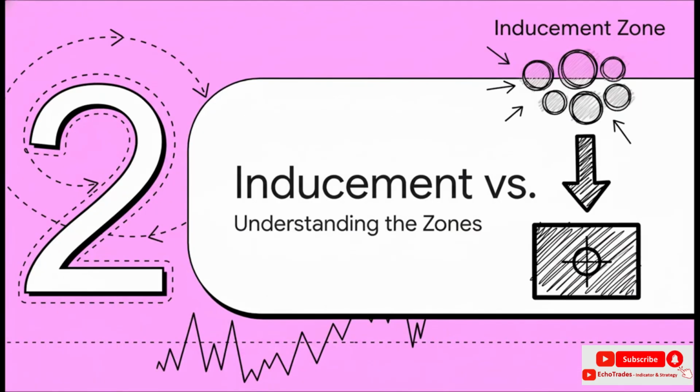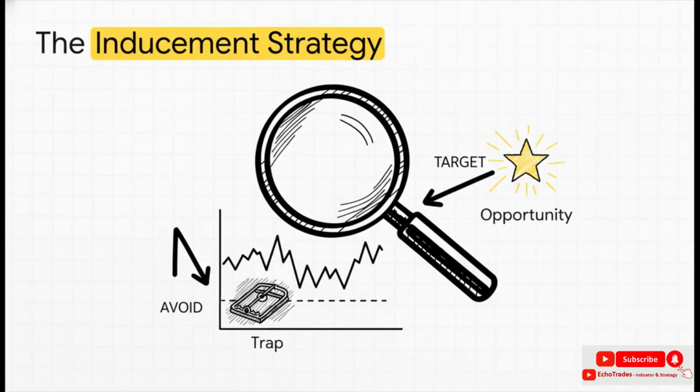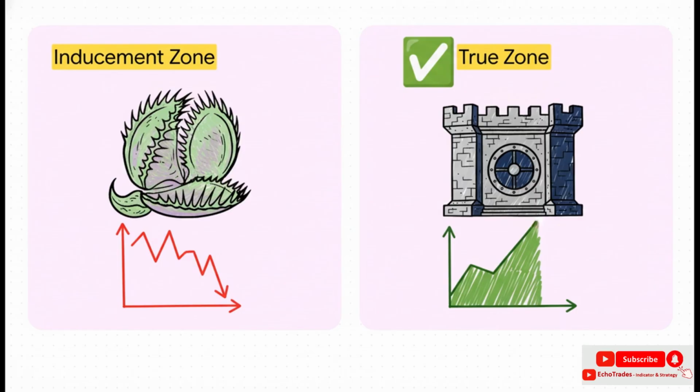So you're probably thinking, there's got to be a better way. And you're right, there is. The solution, the real key, is learning how to tell the difference between two very distinct types of zones, what we call an inducement zone and a true zone. And that's where this comes in. It's called the inducement strategy. Think of it as a specific method, a playbook, for telling the traps apart from the real high-probability zones. It's a framework that's designed to help you stop guessing and start actually identifying where those real institutionally backed opportunities are hiding.